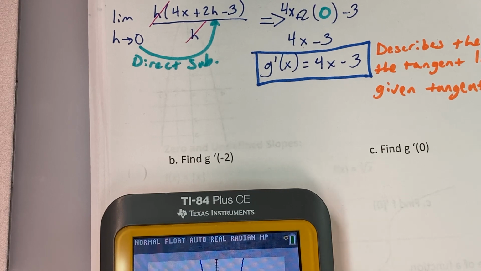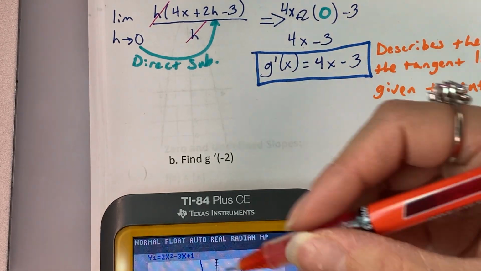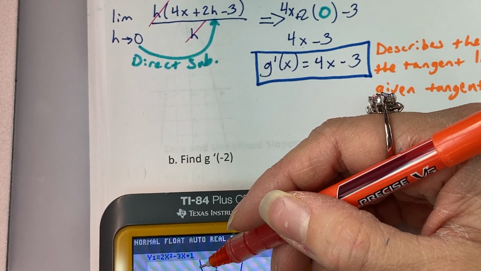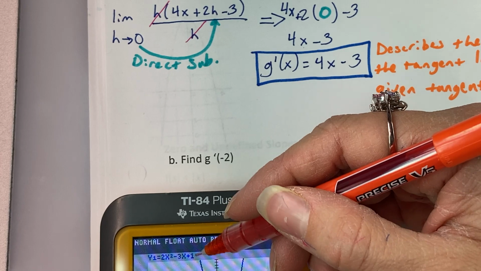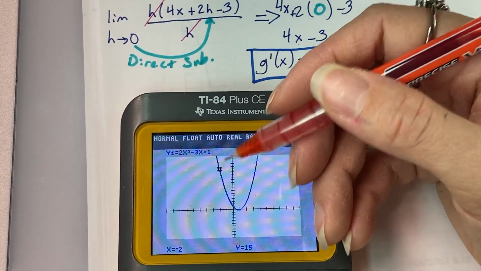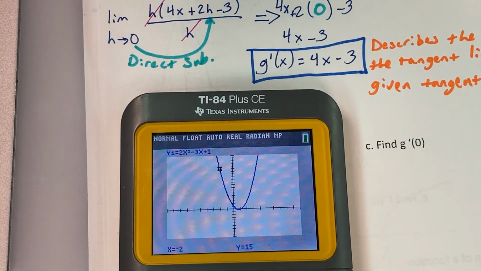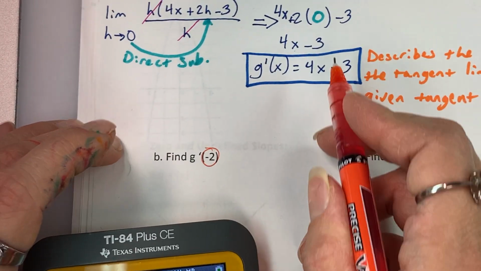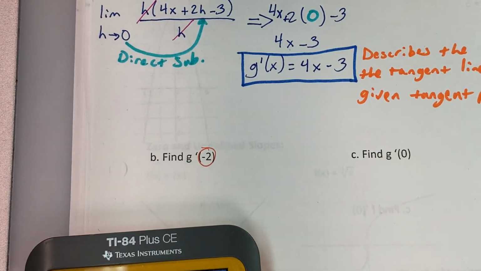Then if I do trace of -2, there is my tangent point. So if I were to draw a line that only touches on that point on my function, what can we tell about the slope? We can tell that it's going down and to the right. So down and to the right, so it would be negative, and that it is fairly steep. So let's see what happens when we plug -2 into our derivative to find out what the exact slope of the tangent would be at that point.